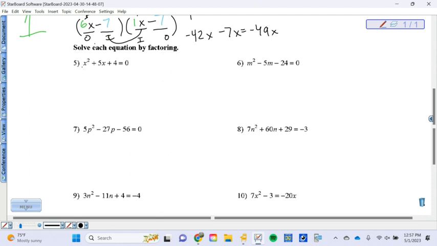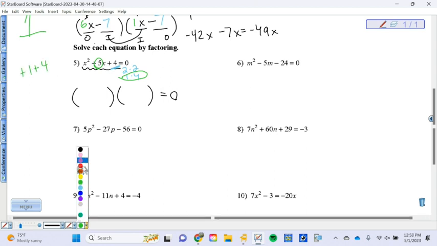So we need to convert this side into factored form. I need to look at my last number. What are the factors of 4? 2 and 2, 1 and 4. Which of those pairs is going to get me to 5? 1 and 4. I get to 5 with 1 and 4 by taking a positive 1 and a positive 4, right? So what was my first times first going to be?